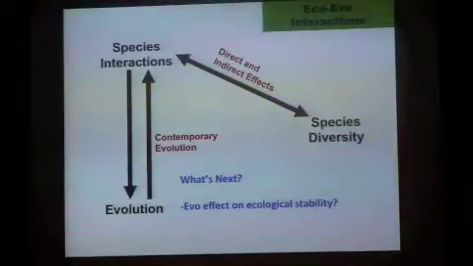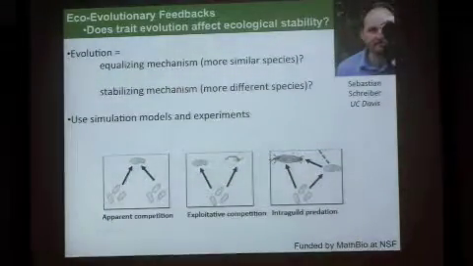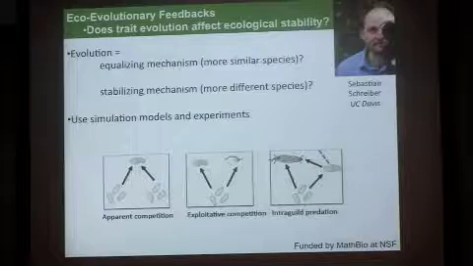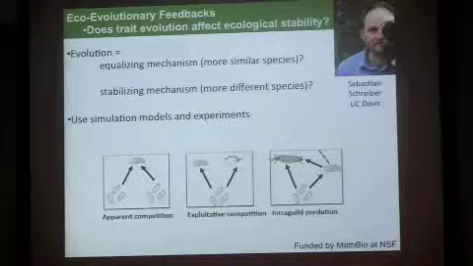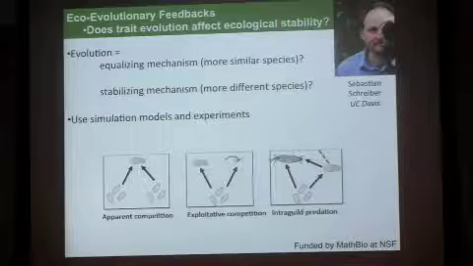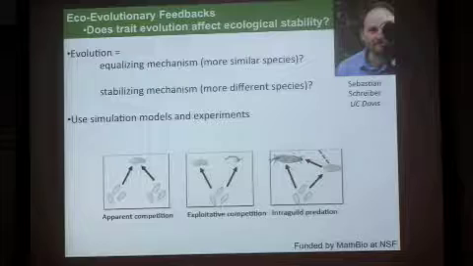So the next couple things we're trying to do is, one, we're trying to look at whether evolution over this rapid timescale has an effect on the stability of communities. So not just interactions between species, but the stability of the community as a whole. I'm working with Sebastian Schreiber, and we're using this pitcher plant system along with some simulation models to look at, as we allow species to evolve, does that increase or decrease the stability of the community, and does it depend on the types of interactions in that community?